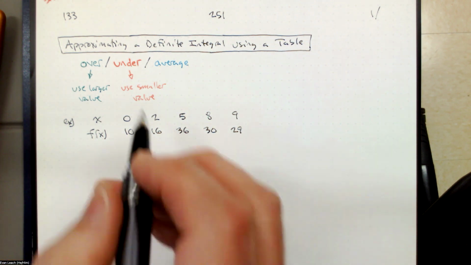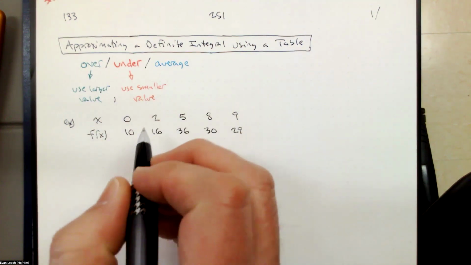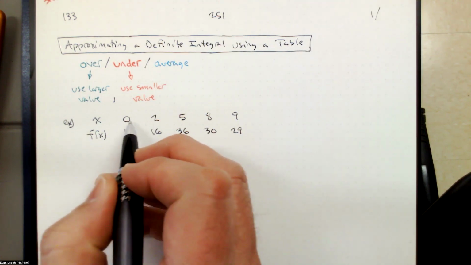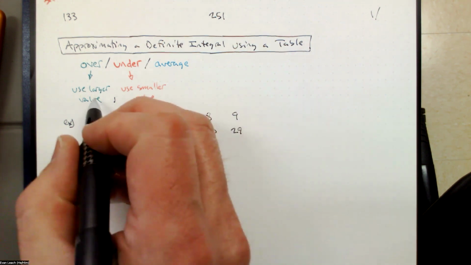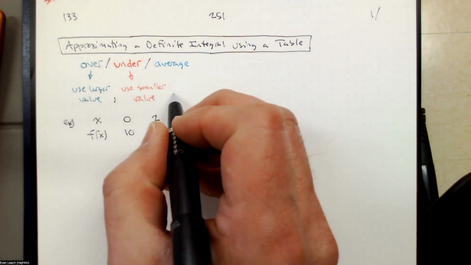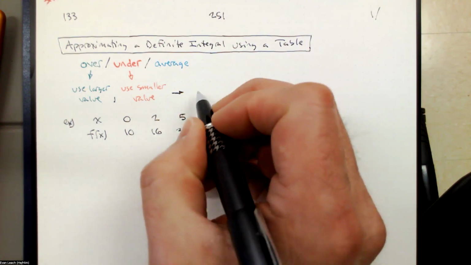The first thing we're going to do is just find an overestimate and an underestimate. And in this case, for this interval from 0 to 2, we're just going to use 10 for an underestimate or 16 for an overestimate. The thinking is that the function is constant for each of those intervals. This is a standard integral thing to do. So if we're using a larger value or a smaller value, we're imagining the function is constant.